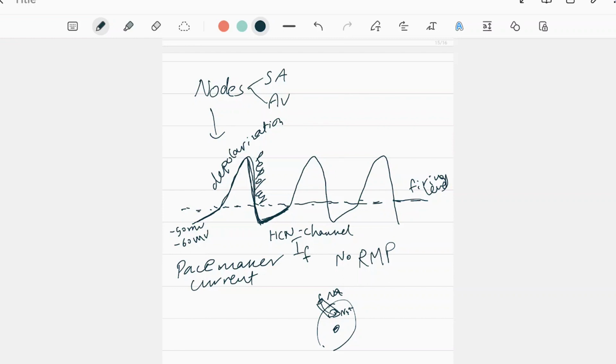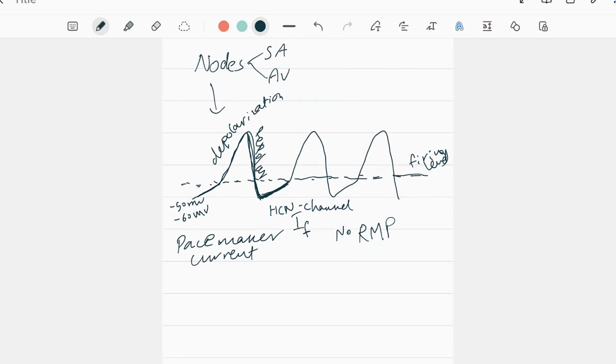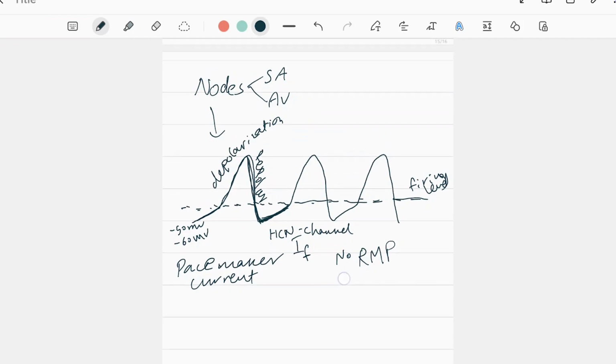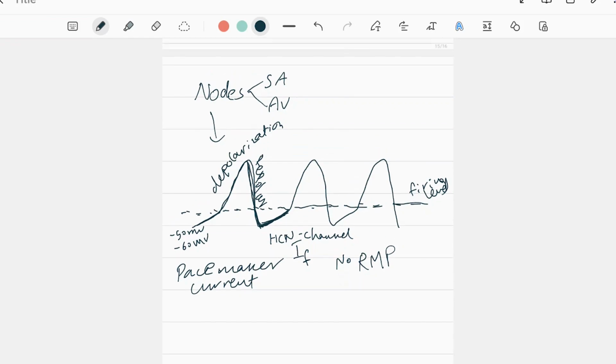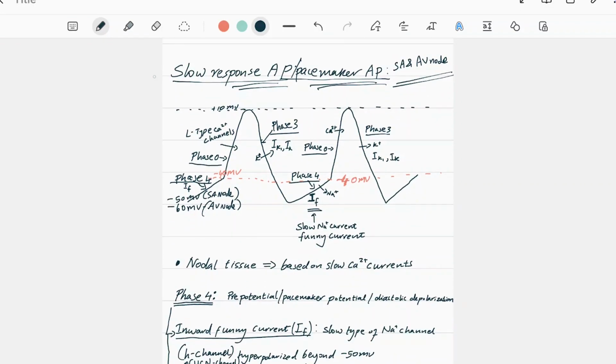Of course, these channels are located not just in the heart, but also in certain parts of the brain, like in your retina and in your eyes. So don't worry about it. There is a clinical correlate I'm going to make with this later. Okay, so let's get into it now. Your pacemaker tissue makes something called a slow response action potential, or pacemaker action potential, or nodal tissue action potential. So how does it happen over here?